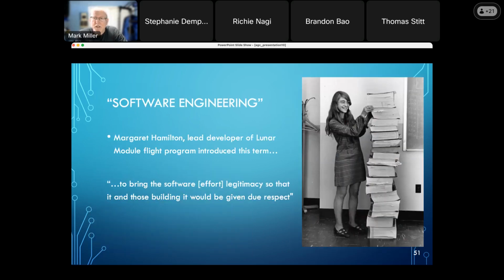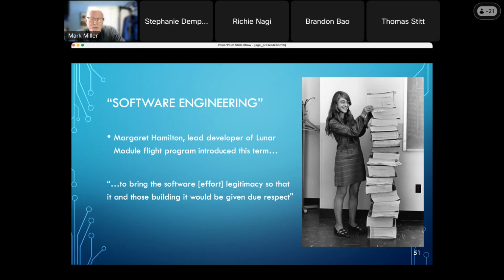Margaret Hamilton was the lead developer on the lunar lander software. That's the software that we used to actually land on the moon. She's credited with coining the term software engineering, which I look at myself as a software engineer. I understand I have degrees in computer science, but I think of myself as a software engineer. She introduced that term to bring the software effort legitimacy, so that it and those building it would be given due respect.